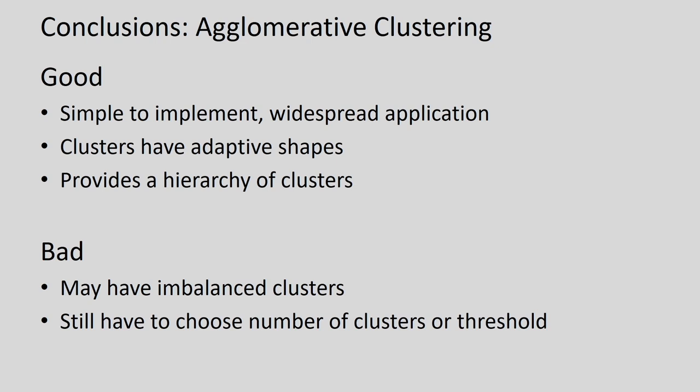Finally, it is a very simple algorithm, that is the agglomerative clustering. So what are the pros of this algorithm? Simple to implement, and there are many applications of the agglomerative clustering. Clusters have adaptive shapes, so that is also another advantage, and it provides a hierarchy of clusters, because I am getting the dendrogram and I am getting a hierarchy of clusters.